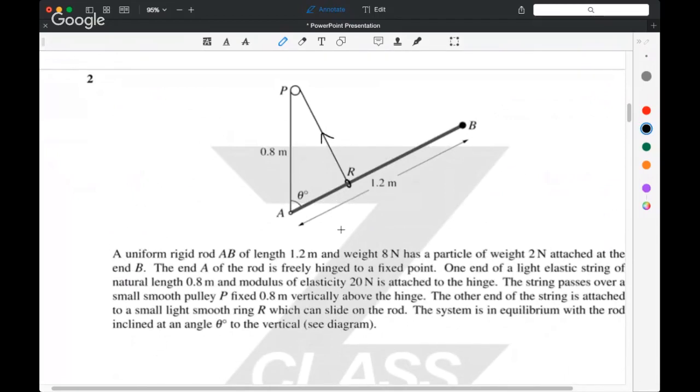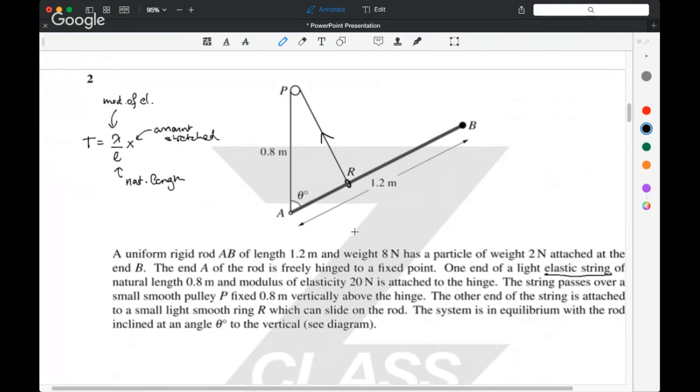And we know that this is a uniform rigid rod, and this is a light elastic string. So we know from our formula booklets that if there is an elastic string that's been stretched, the tension in it is lambda over L times x, where lambda is the modulus of elasticity, L is the natural length, and x is the amount that it's been stretched by.